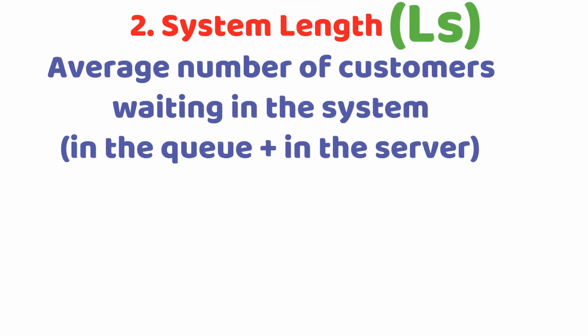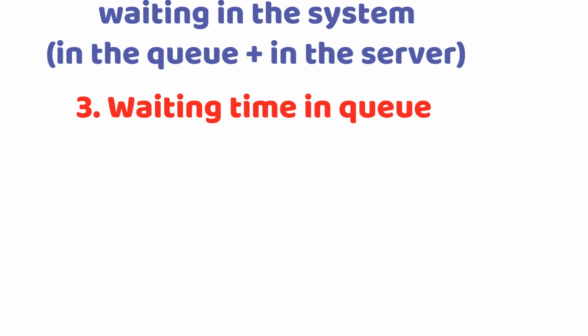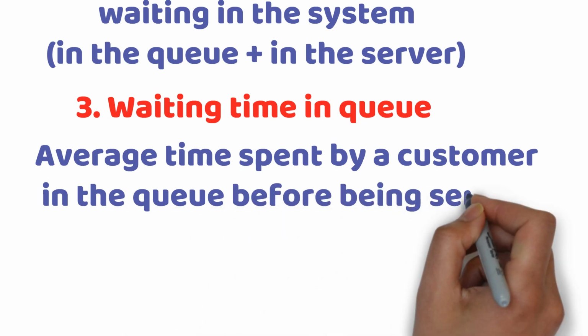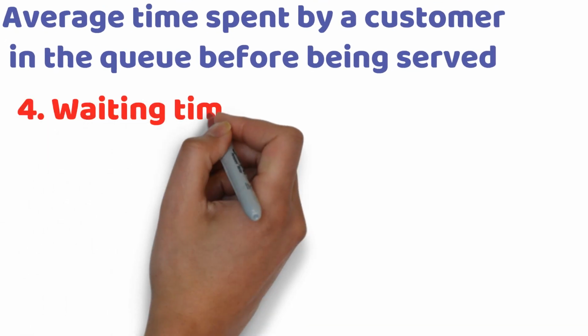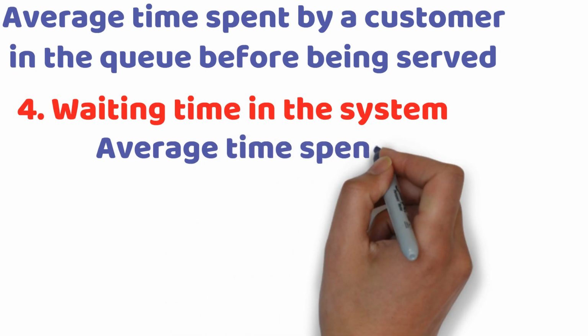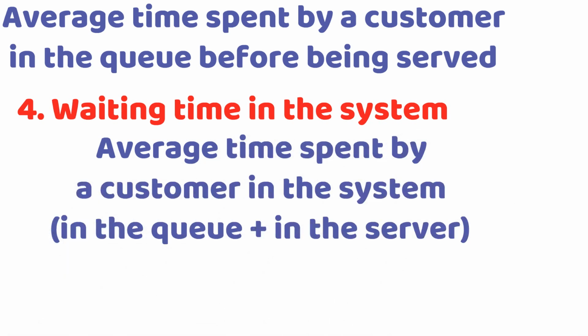Number 3, waiting time in queue. This is the average time spent by a customer in the queue before being served. This is denoted by the symbol WQ. Number 4, waiting time in the system. It is the average total time spent by a customer in the system. That means waiting time in queue plus the service time. This is denoted by the symbol WS.